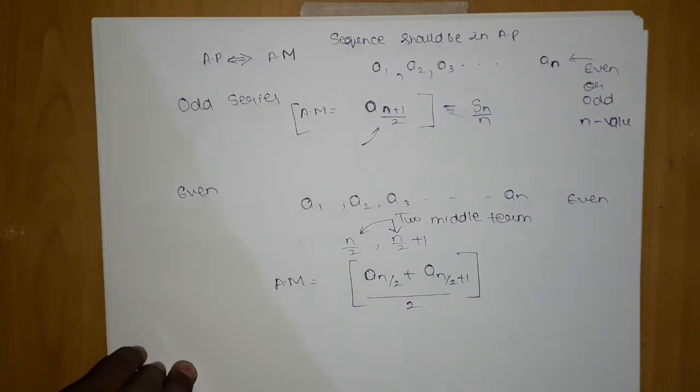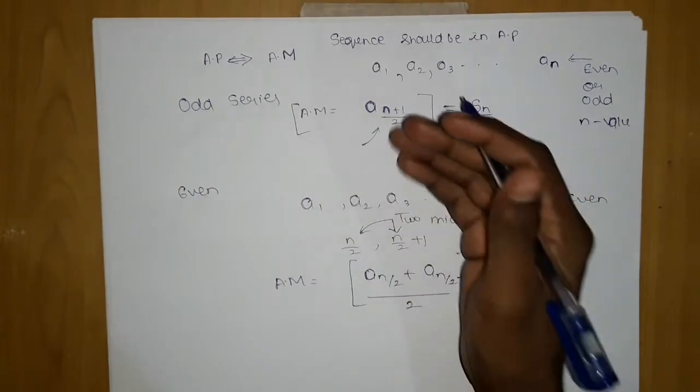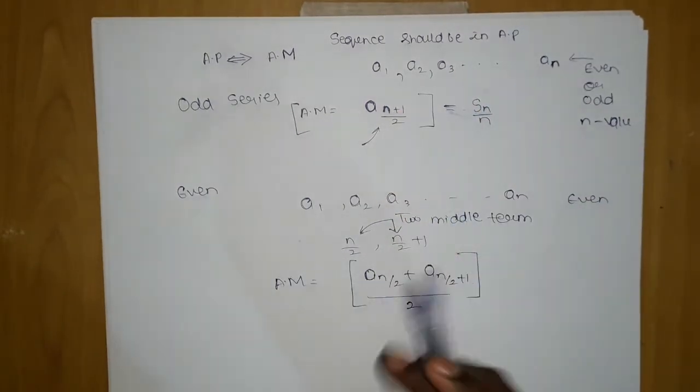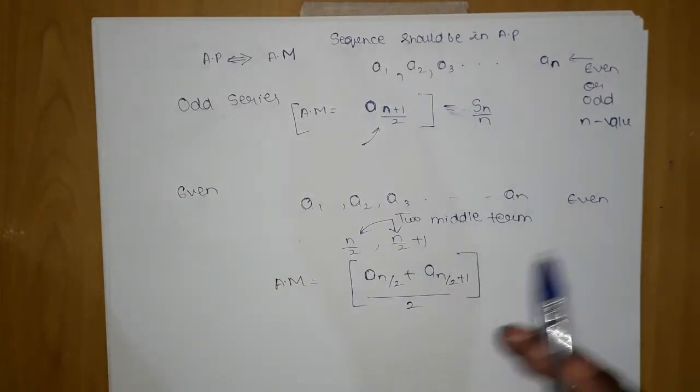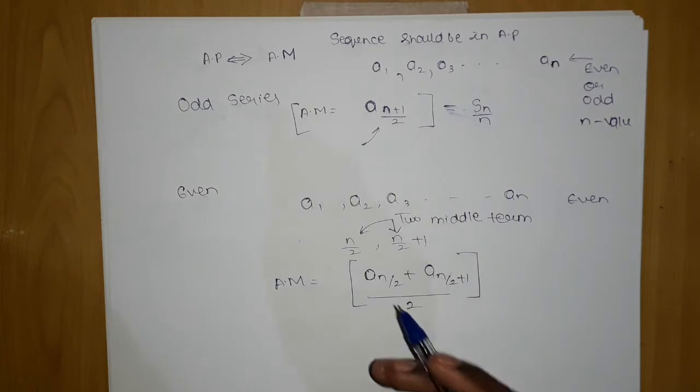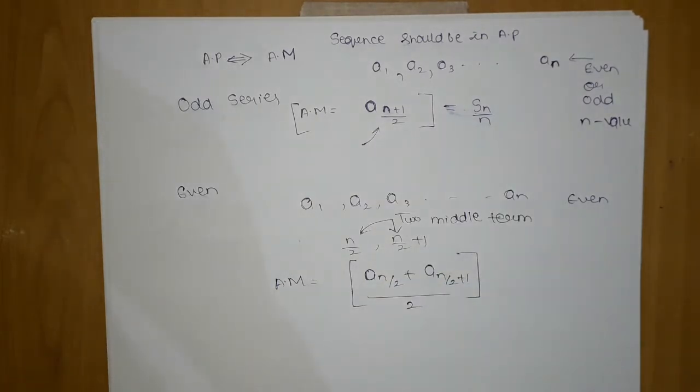In odd series, how will you come to know the middle term? Take n plus 1 divided by 2, you will come to know the middle term. This term will be the middle term. You can find that term value. After you find its position using Tn, you can easily predict its position, so you will get the A at that point.